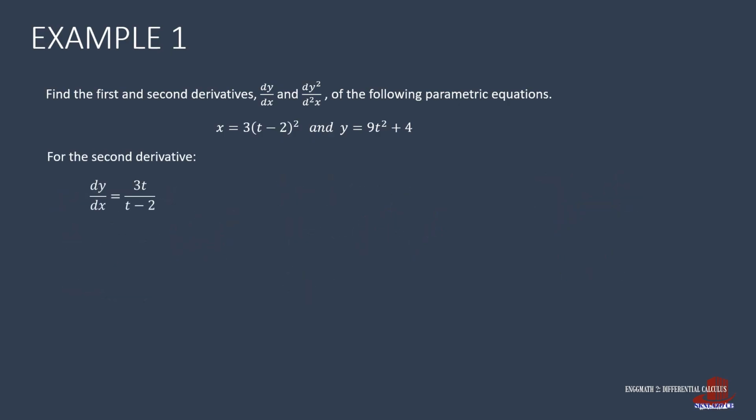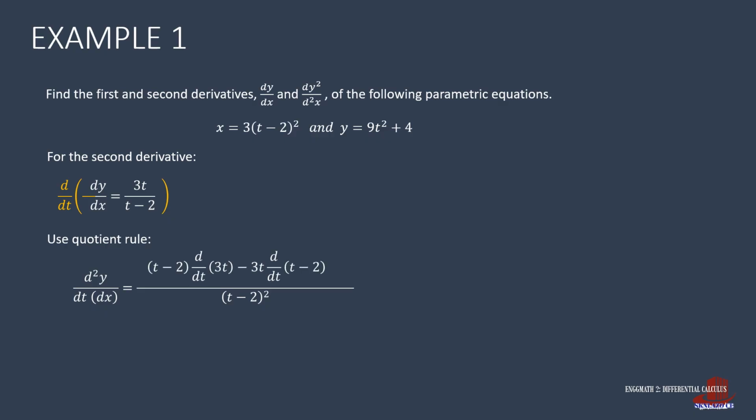Now let's solve for the second derivative of y with respect to x. We left off with dy over dx as 3t over t minus 2. By taking its derivative, we end up having d squared y over dt dx. This happens as we are taking another derivative with respect to t. The function requires the quotient rule, where the denominator becomes the square of t minus 2. Employ low d high minus high d low in the numerator, making t minus 2 with a derivative of 3t, minus 3t times the derivative of t minus 2.